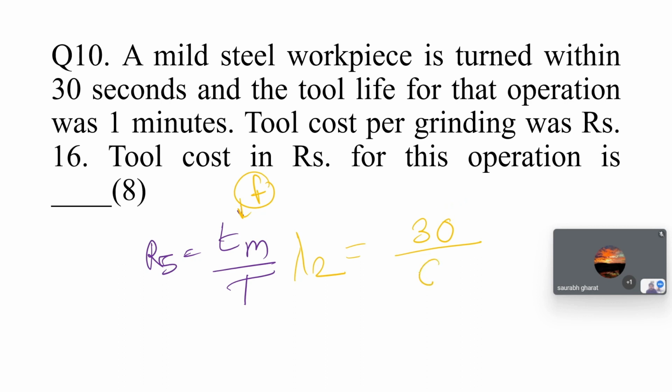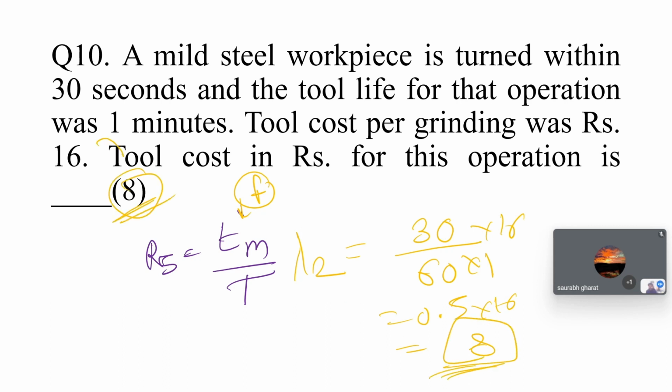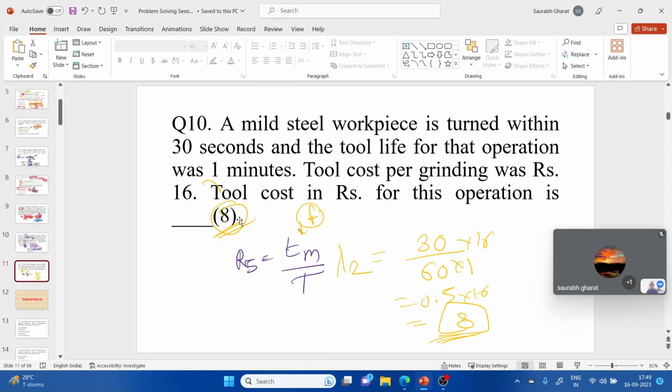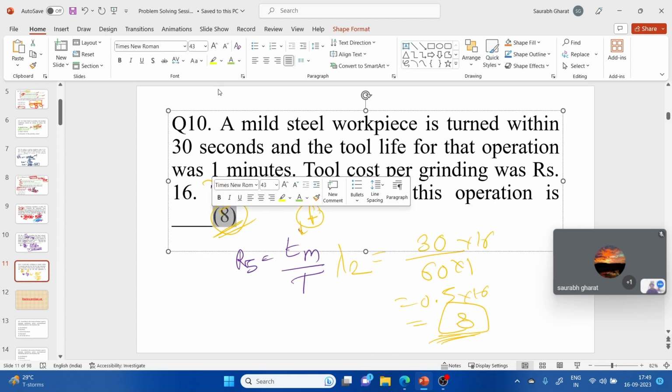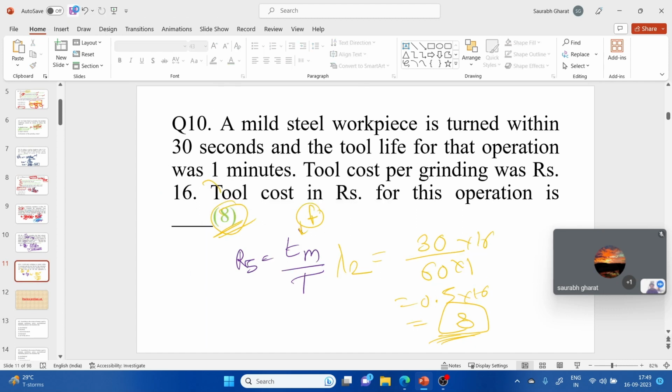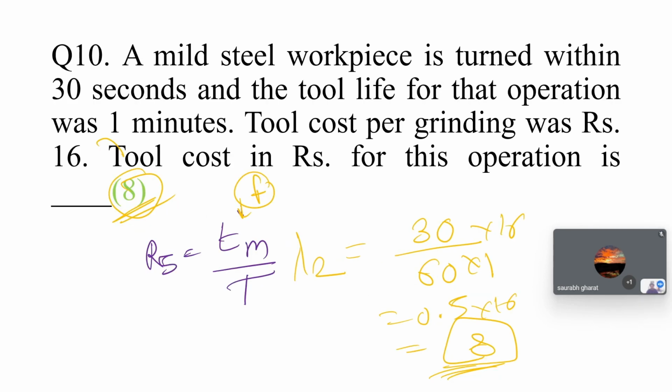That will be divided by 60, and the operation cost is 1, so multiplied again by 16. So it's simply 0.5 by 16, which is equal to 8. This will be your answer. So I mentioned here 8. Keep this part in green. This 8 will be your answer.